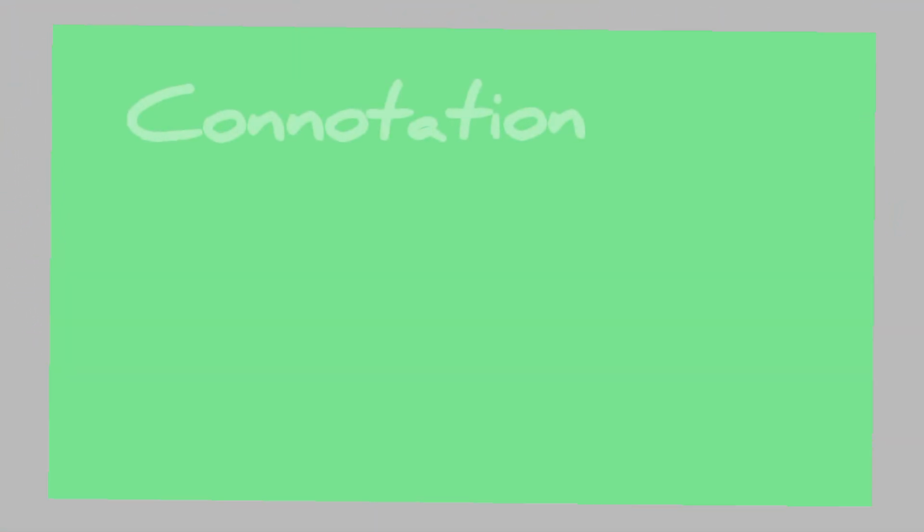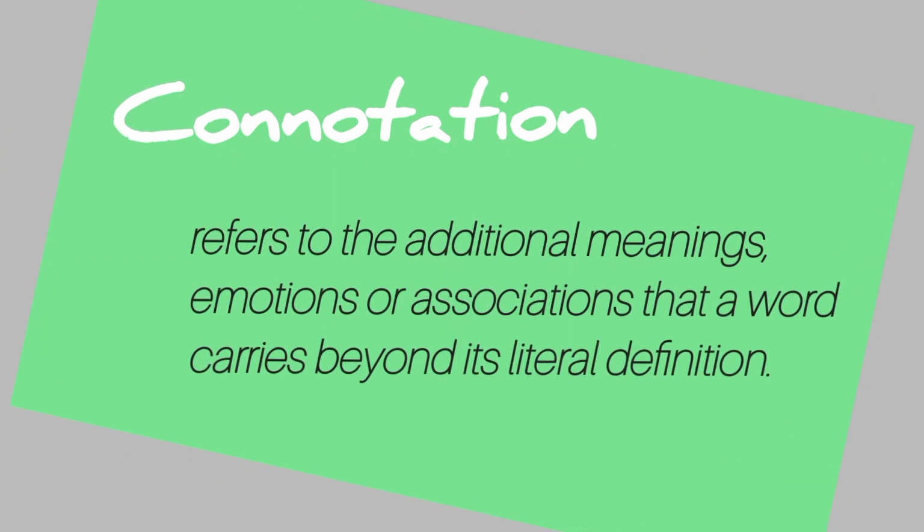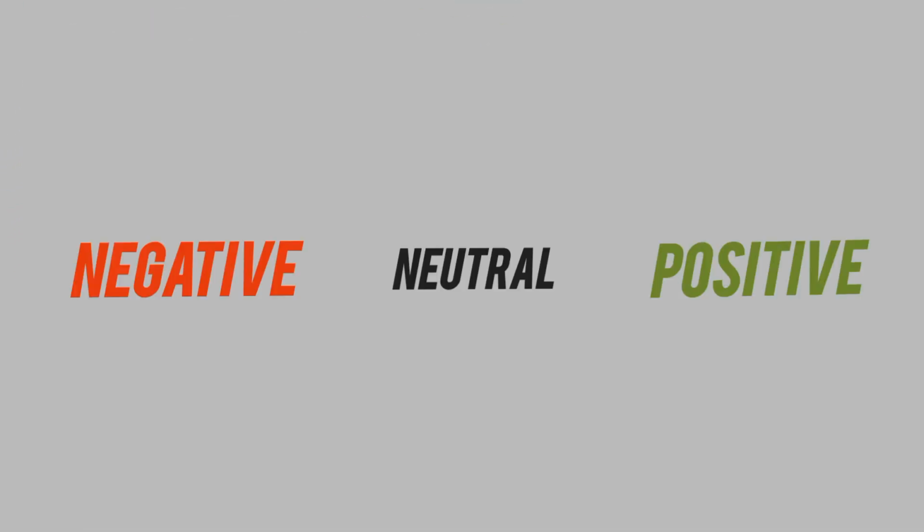Next, let's define the word connotation. Connotation, on the other hand, refers to the additional meanings, emotions, or associations that a word carries beyond its literal definition. It is the emotional and imaginative association surrounding a word, or in other words, it is the feeling or idea that a word carries which affects how readers understand its use in a sentence. Basically, it is the way a word or phrase makes you feel. This can be positive, negative, or neutral.